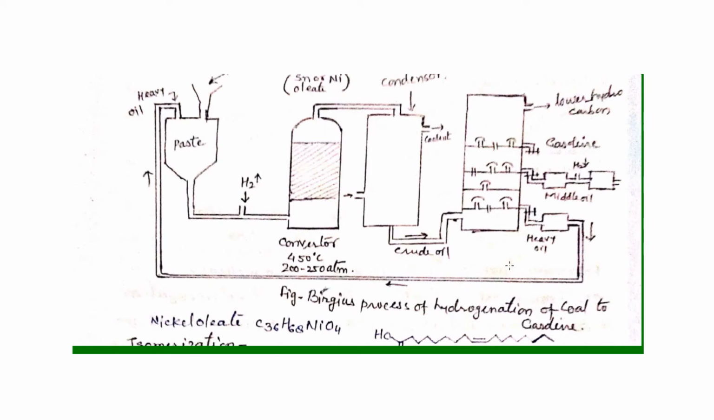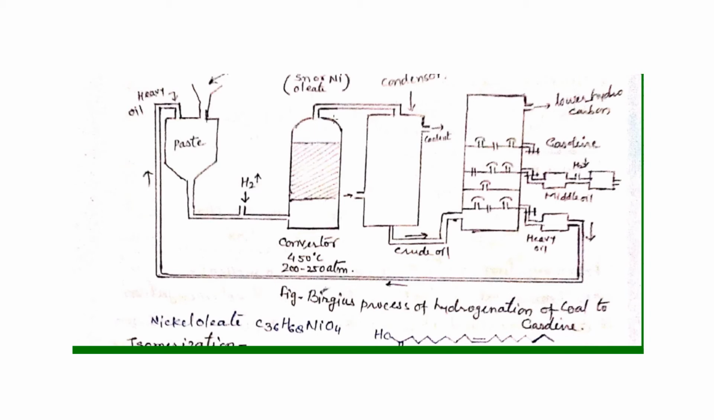So this is the diagram of the Bergius process. Here in this chamber we are taking best quality coal in powdered form plus catalyst, tin and nickel oleate, and we are mixing heavy oil. So this heavy oil based paste will come here, and in the presence of hydrogen, these things will come into this converter chamber, where the temperature is 450 degrees centigrade and pressure of 200 to 250 atmosphere is maintained.